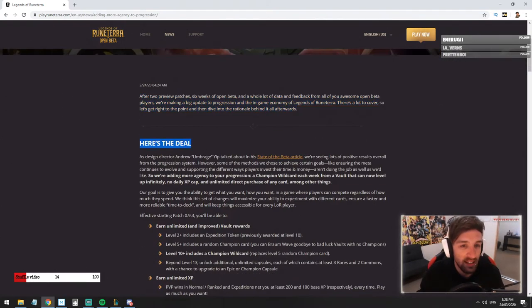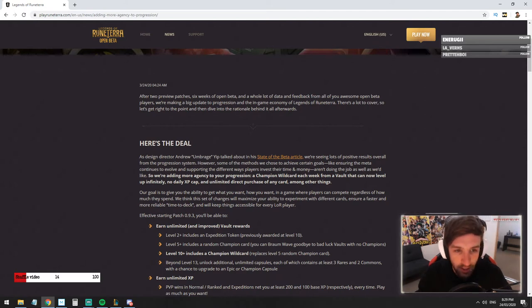Cool. Here's the deal. As design director Andrew Umbridge talked about in his State of the Beta article, we're seeing lots of positive results overall from the progression system. However, some of the methods we choose to achieve certain goals, like ensuring the meta continues to evolve and supporting the different ways players invest their time and money, aren't doing the job as well as we'd liked.